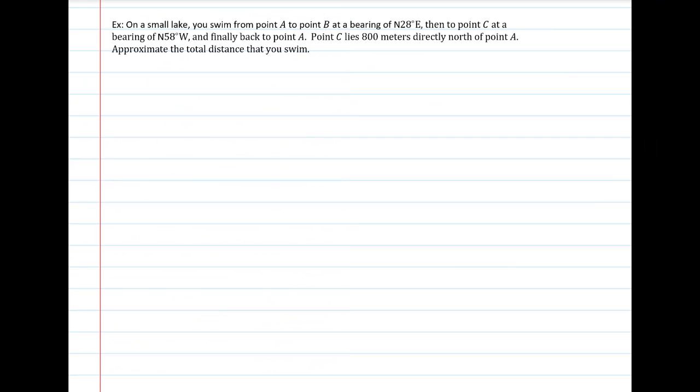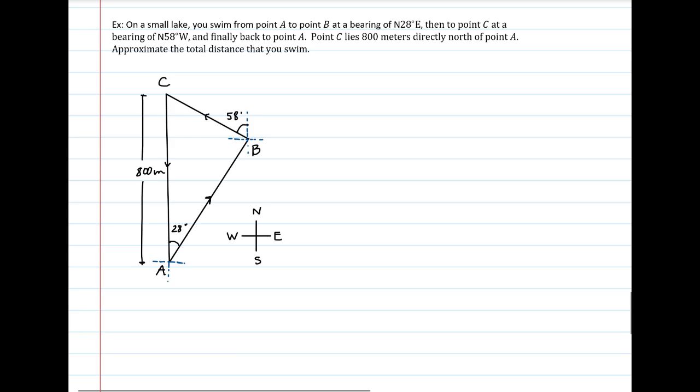Here's another example where we have an application problem. The first thing you want to do is get a picture going here, right? On a small lake, you swim from point A to point B at a bearing of 28 degrees east of north, then to a point C at a bearing of 58 degrees west of north, and finally back to point A. Point C lies 800 meters directly north of point A. It's very important. Approximate the total distance that you swim.